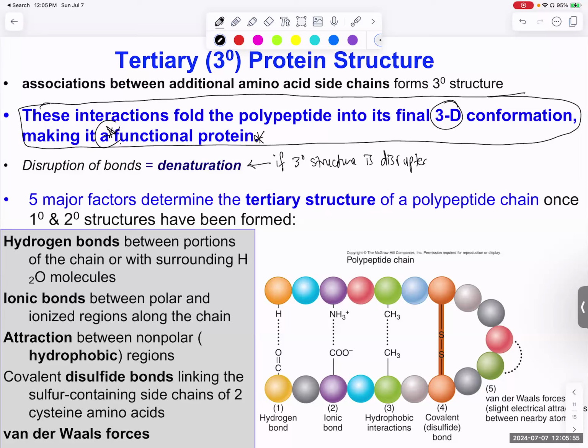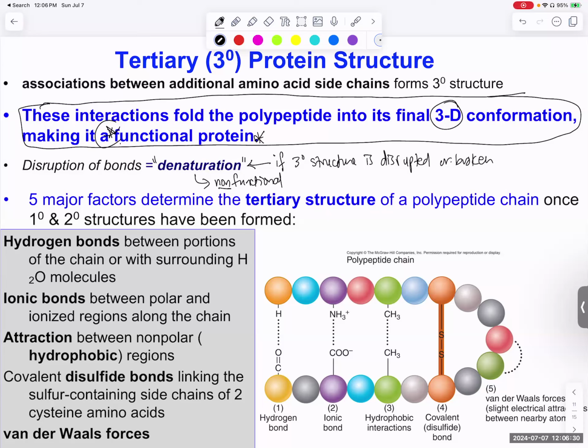Disrupted or broken due to heat, right? Extreme heat can denature. A really acidic environment can denature. And when a protein denatures, it becomes non-functional. So that's why extreme heat can be very difficult. It renders enzymes non-functional or chemical messengers non-functional.